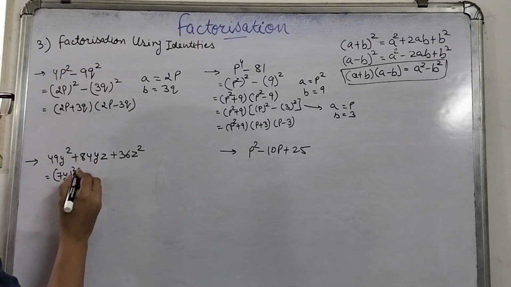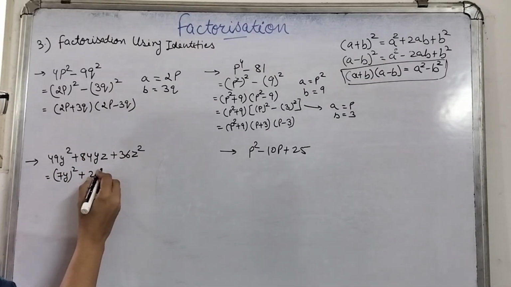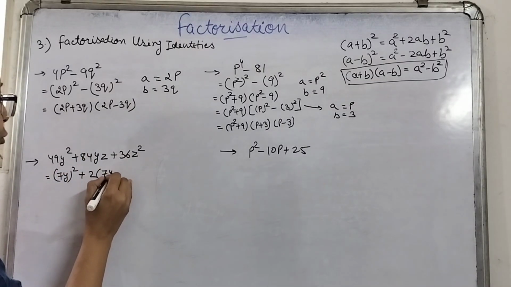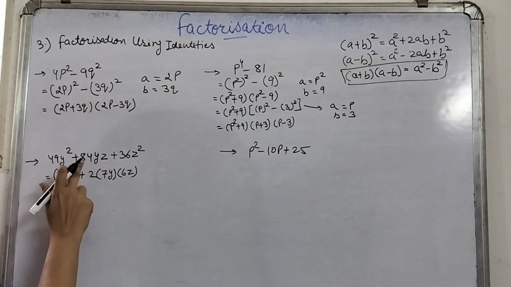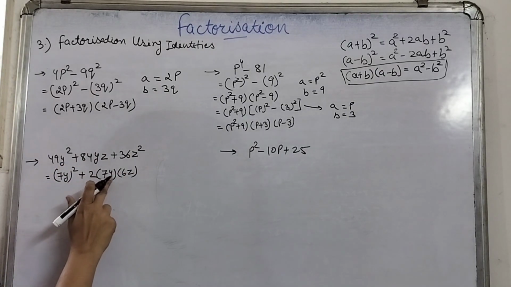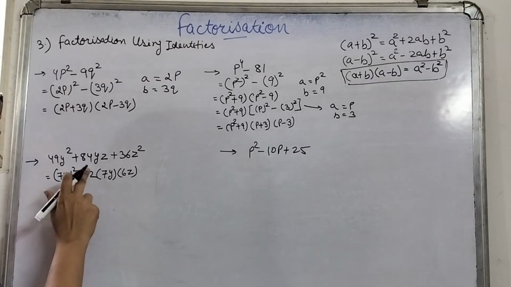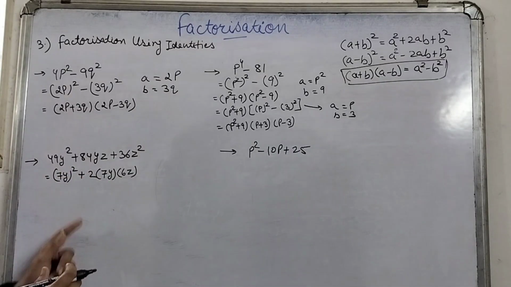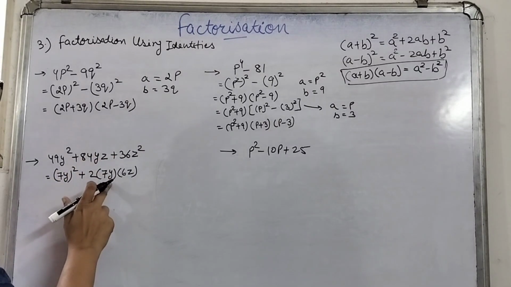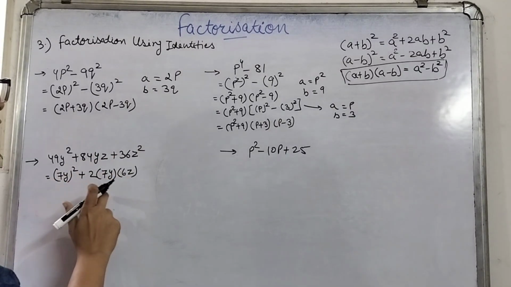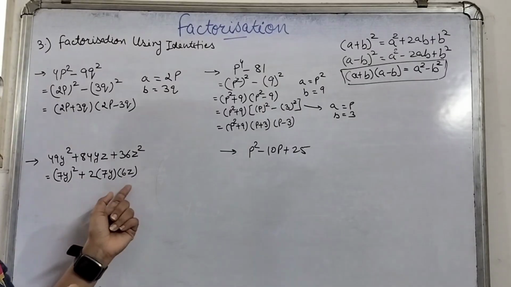Now this could be written as 2 multiplied by 7 into y multiplied by 6 into z. 84 we have written as 2 multiplied by 7 multiplied by 6. 6 sevens are 42, and 42 into 2 will be 84. So 84 could be written as 2 into 7 into 6 and y into z. So this is how 84yz could be written.